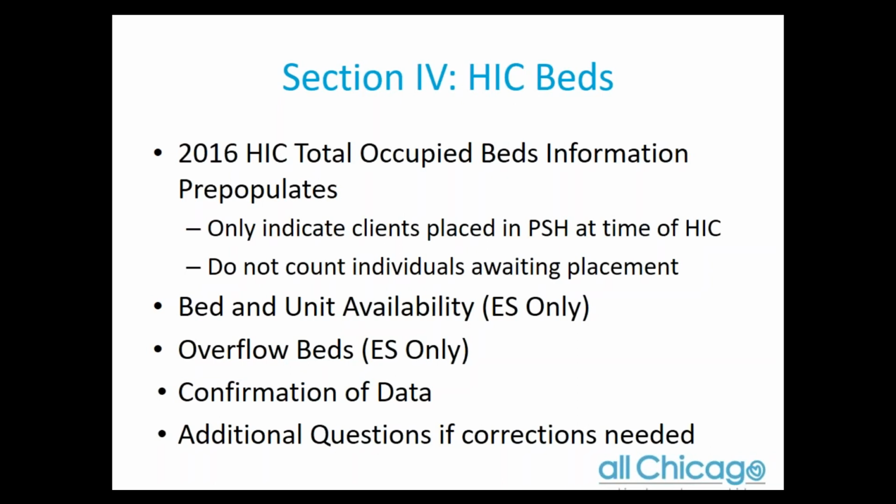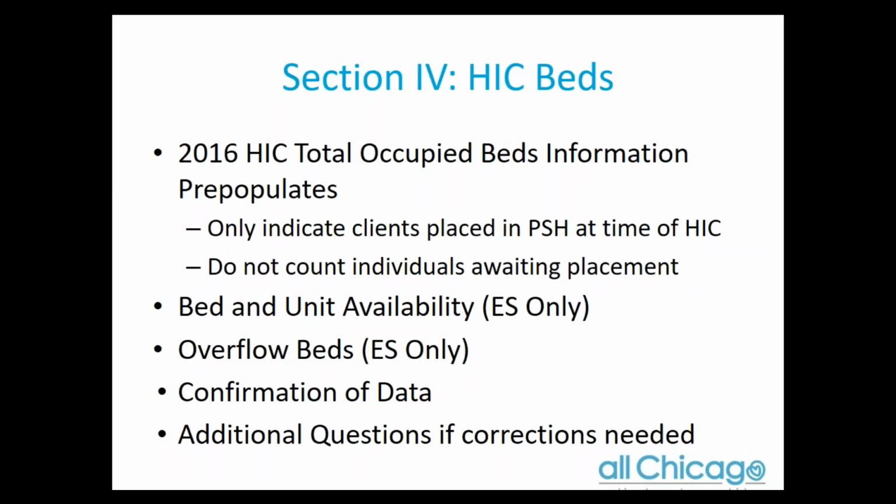Similar to how we mentioned, you would only indicate those clients that have been placed into permanent housing on the night of the count and that are not awaiting placement. It'll also show the bed and unit availability and overflow beds. Since you are not an emergency shelter, you'll see an NA for that. Since your total occupied beds will be different this year than last year, you'll have to say no, those numbers are not accurate, and you'll go ahead and update that, okay?